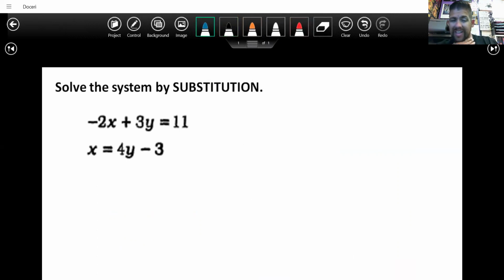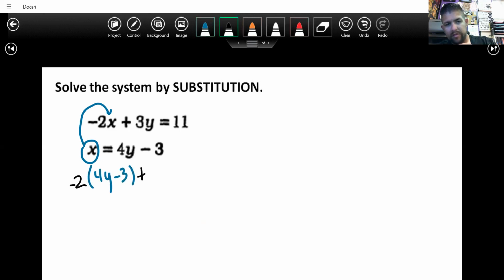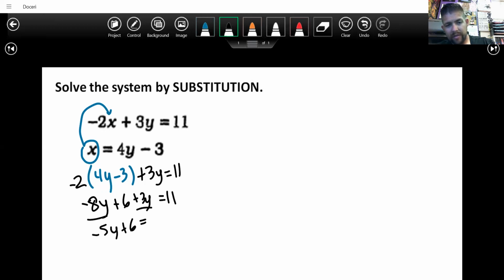We want to use substitution, and it's screaming out for us to use substitution. My isolated variable is here, so I'm going to take this and plug it in. I'm going to get -2 times my quantity 4y minus 3 plus 3y is equal to 11. Now this is just like the problems we solved before. You got to be able to simplify out. So -8y plus 6 plus 3y is equal to 11. We're going to combine like terms now. It's going to give me -5y plus 6 is equal to 11. -5y is going to be equal to 5. Y is going to be equal to -1.